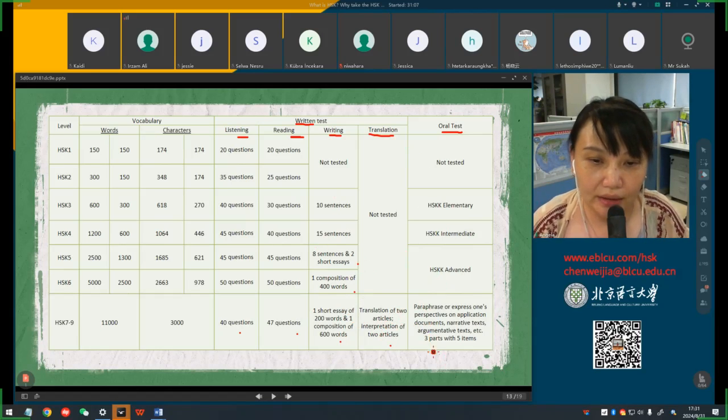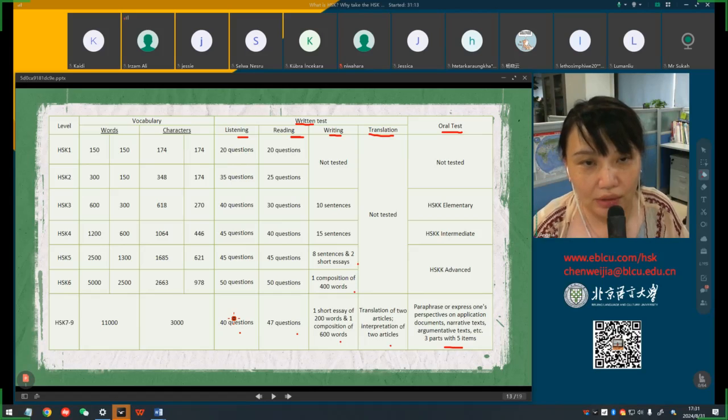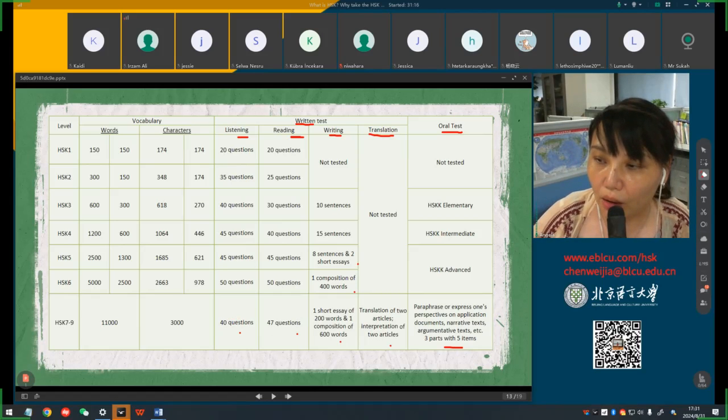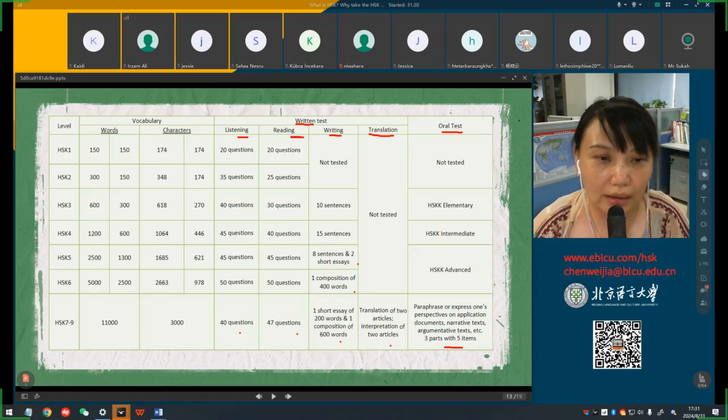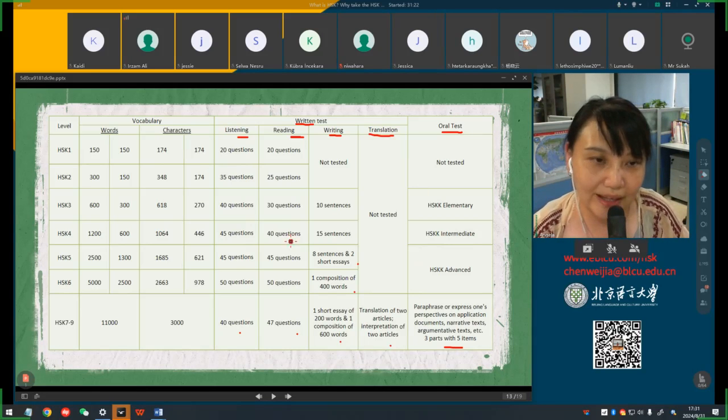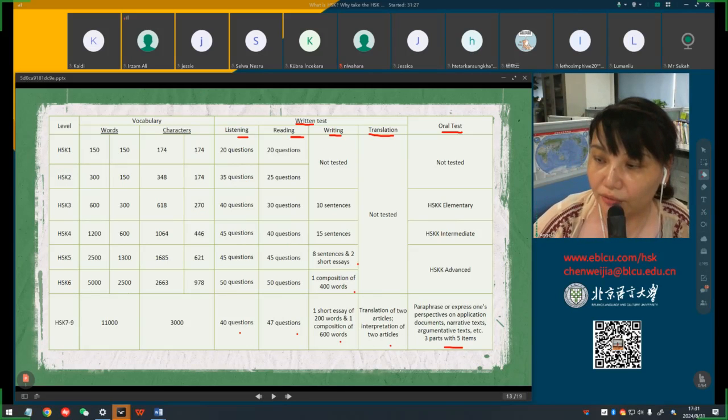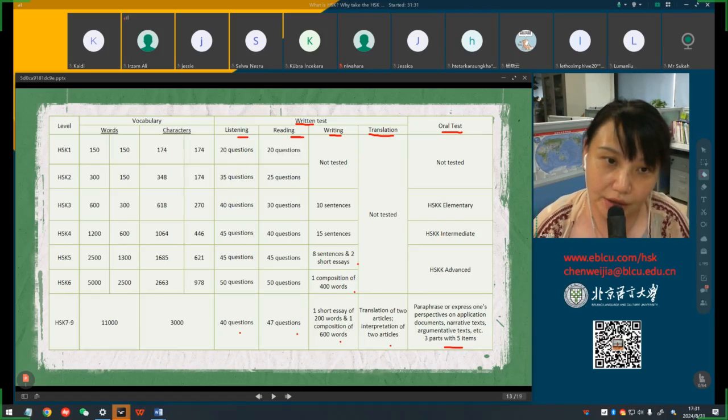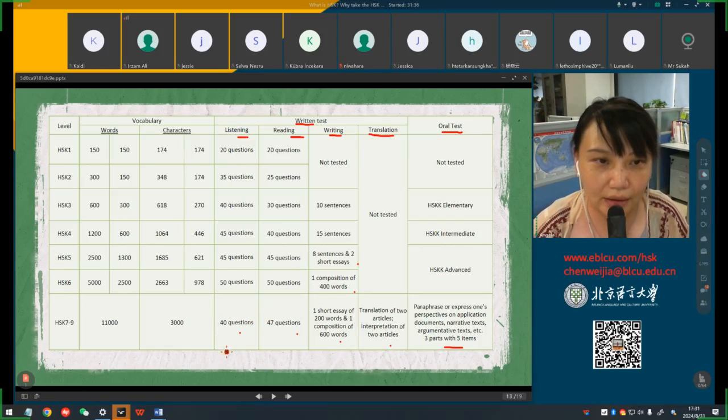And plus, you also have an oral test for HSK 7 to 9. And also for HSK 7 to 9, it is harder than HSK 1 to 6. Starting from listening, each part has subjective questions. So you need to answer questions, not just choose, starting from the listening part.